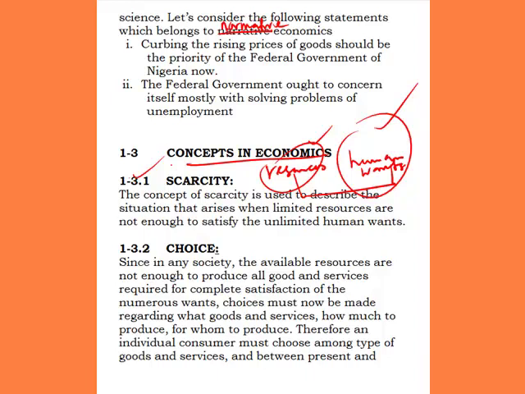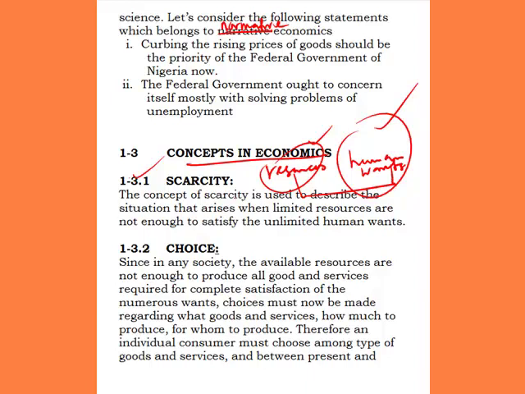So, what we are doing in economics mostly is trying to provide solutions to the problem of scarcity. The focus of economics is scarcity. That is why we say the scarcity definition as propounded by Lionel Robbins is the most acceptable definition at present. So, therefore, scarcity explains the inadequacy of the available resources to cater for the numerous human wants.